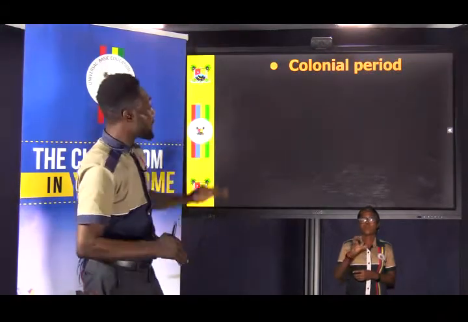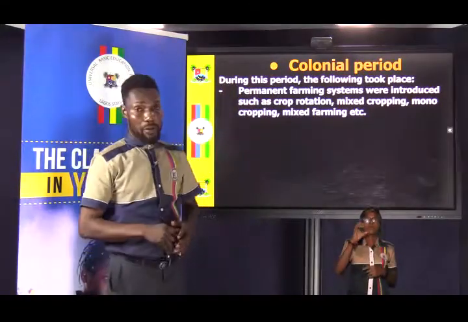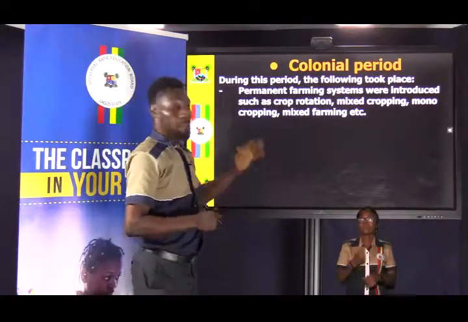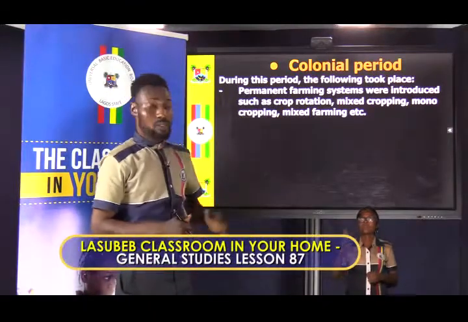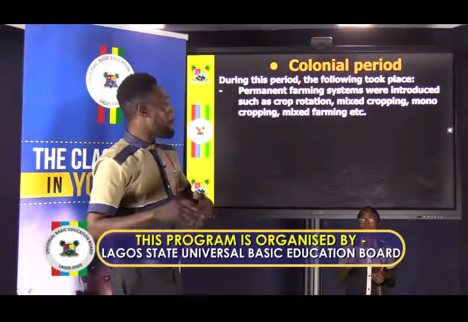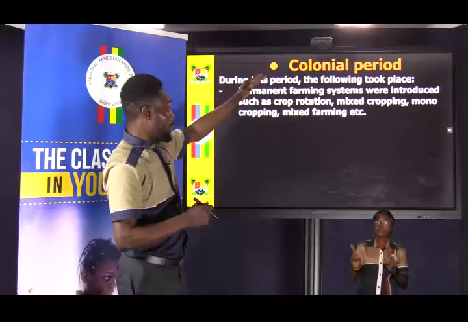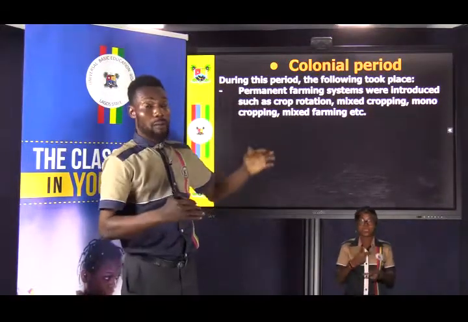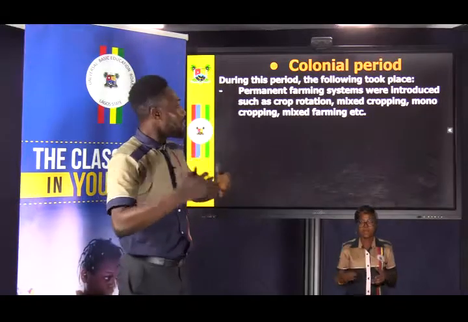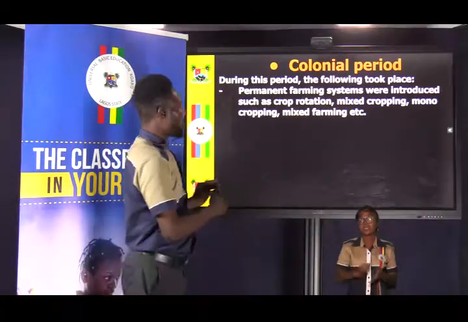Now moving on to the next one, that is colonial period. Say that. Now let's talk about colonial period. That's the next stage after pre-colonial period. During this period, the following took place. Permanent farming systems were introduced, such as crop rotation, mixed cropping, monocropping, mixed farming. All these systems of farming were introduced during this colonial period. I think it is a kind of progress or improvement from pre-colonial period. So we started having things modernized or doing it better than how it was done during the pre-colonial period.